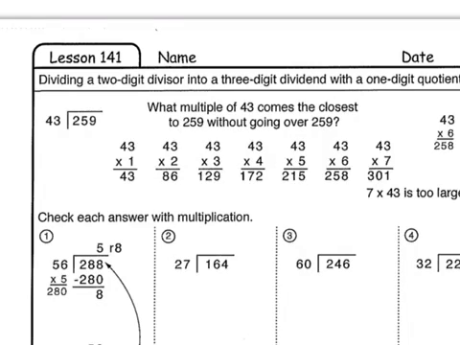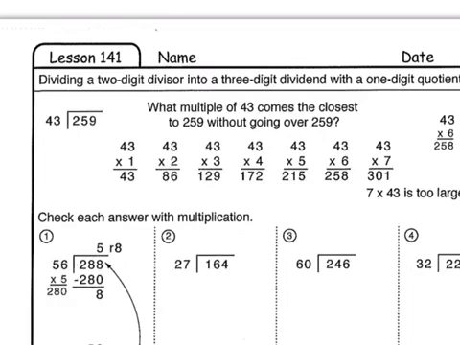All right, boys and girls, here we go with 5th grade Excel lesson number 141. We're going to be learning about dividing a 2-digit divisor into a 3-digit dividend with a 1-digit quotient. Basically, this is just a little bit trickier division problem. There's nothing new about it. You have to kind of guess and check on these types of problems.